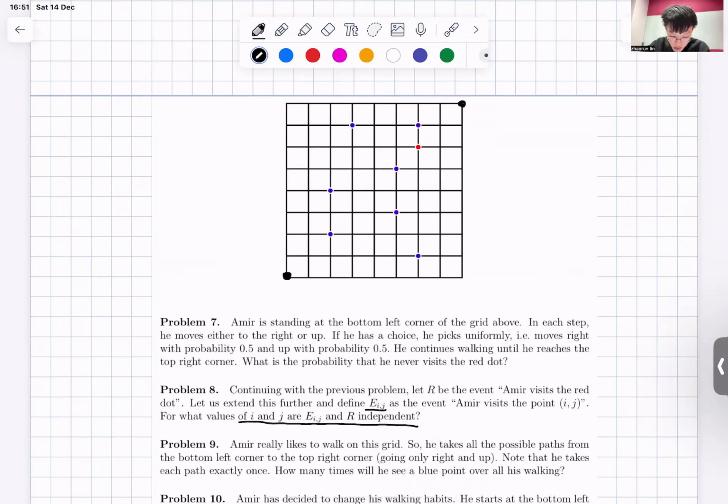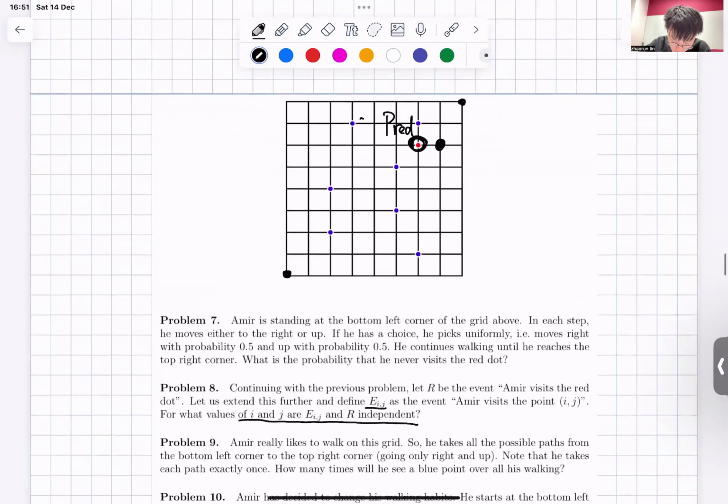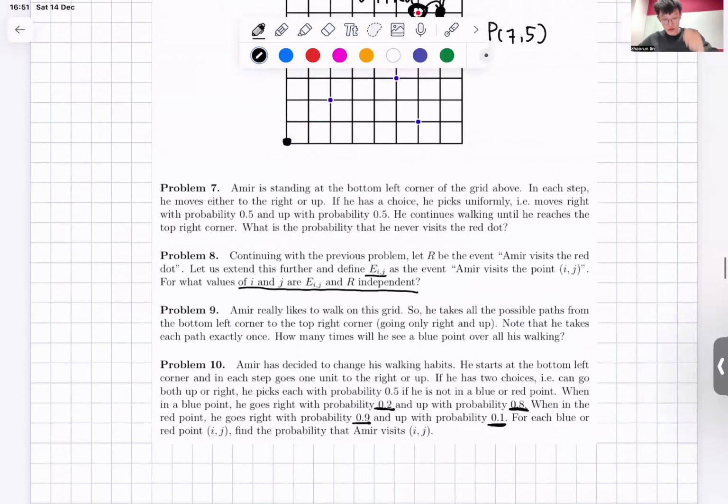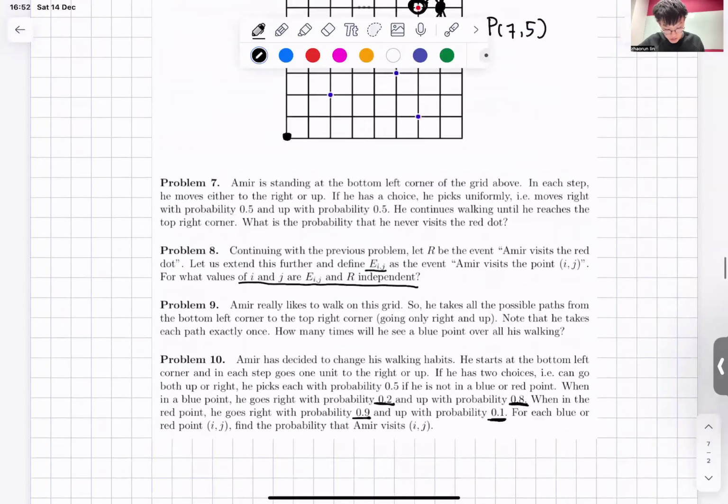For example, when you encounter this red point, you know that the probability that you will travel from the red point to this point is only 0.9. So we have 0.9 from this red point to here, and we have 0.5 from this point to go up. This is 7.75. So you just need to modify your Python code to calculate the probability. And this is for this part.